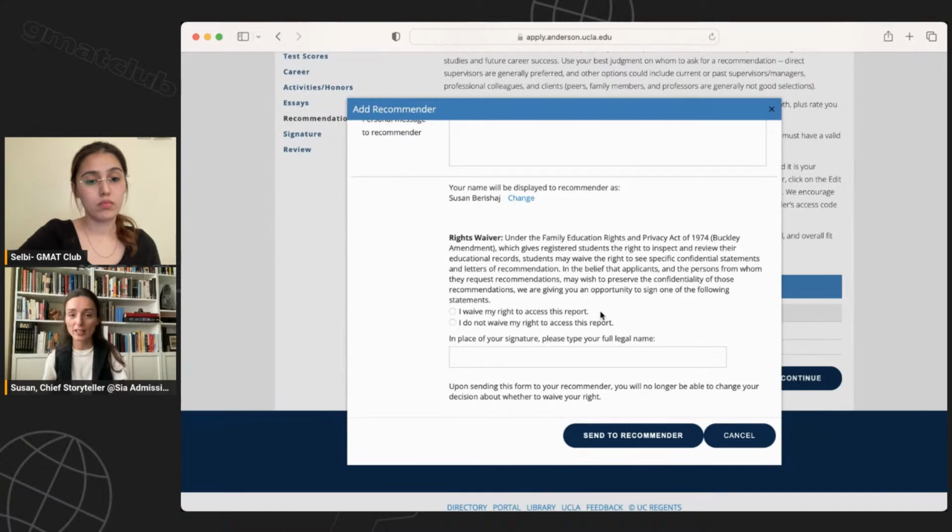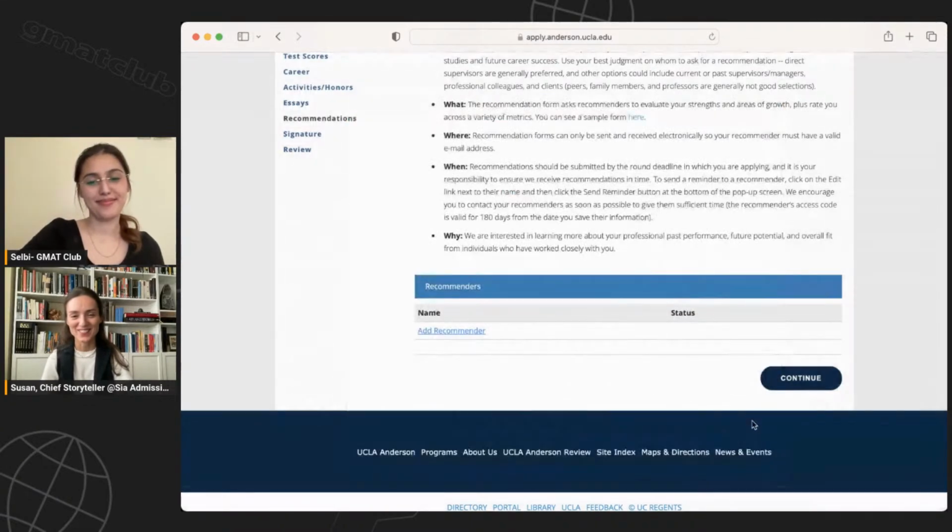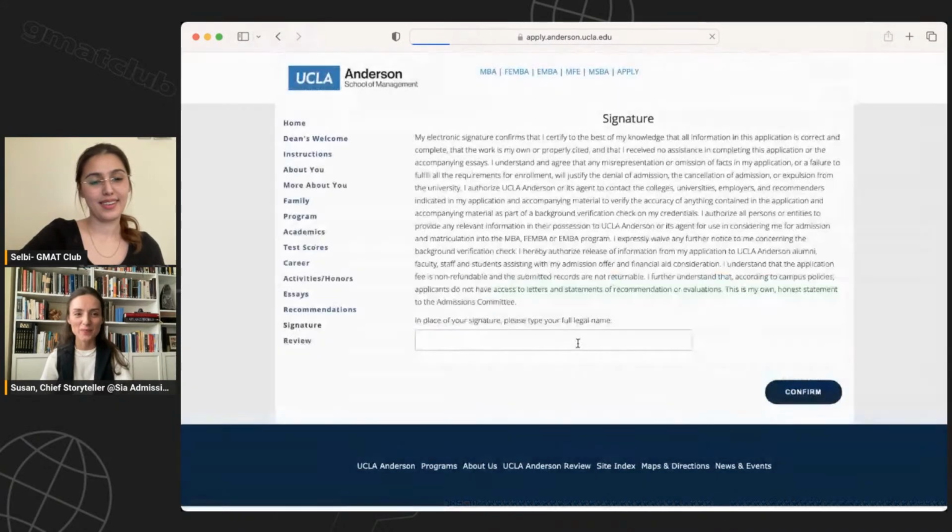So if you trust your recommender, if you trust the person that you've asked, which you should, if you don't trust them, you probably should not ask them to write the letter of recommendation. Just waive the right. Gotcha. Awesome. Okay. And then after this, you're going to sign, and then there is a review page.